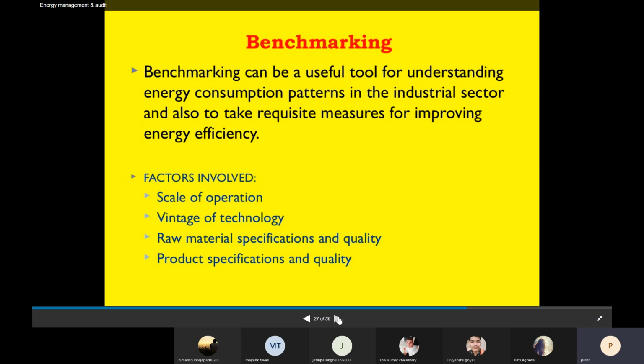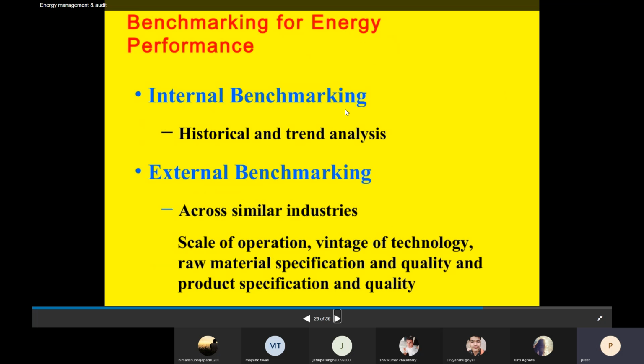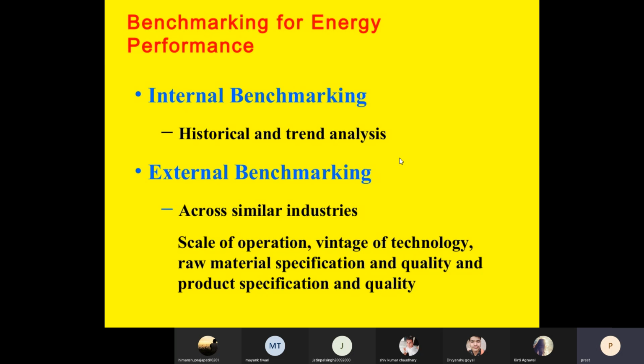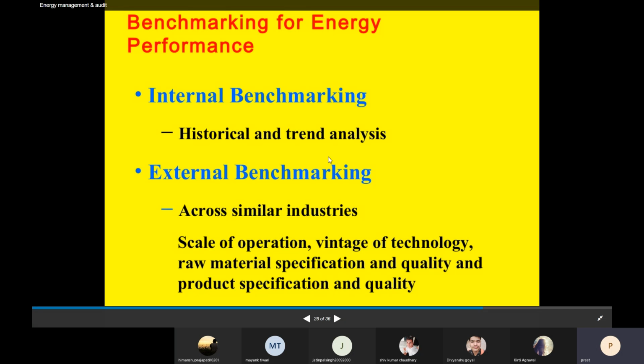So benchmarking could be done with two methods: internal benchmarking and external benchmarking. If you are doing internal benchmarking, you need to have your historical data and trend, like in the past, how the different aspects are trending, at which month of the year they are decreasing, and in which month it is increasing. And finally you will have a trend, and after analyzing you can recommend some suggestions to the other party.